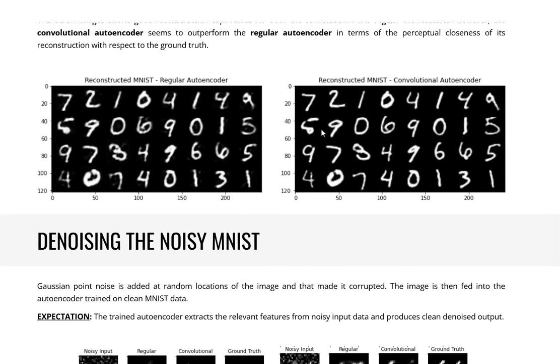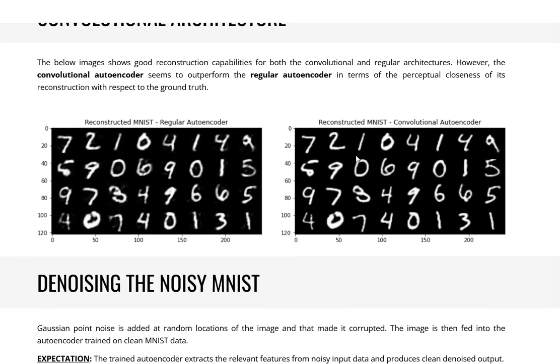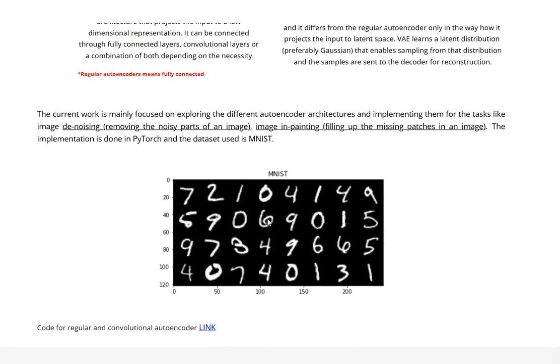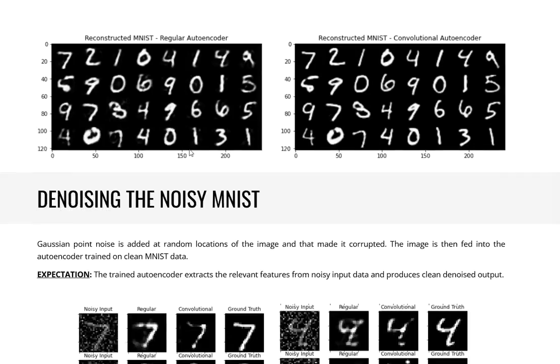Here we do a reconstruction of this input dataset, and you can see that these two are the outputs, which are the reconstructed MNIST images, produced by the regular autoencoder and the convolutional autoencoder. The convolutional autoencoder is a regular autoencoder, the only difference being that instead of fully connected layers you have convolutional layers, and this makes the computation faster and more efficient than a fully connected layer, which has a lot more parameters than the convolutional case.